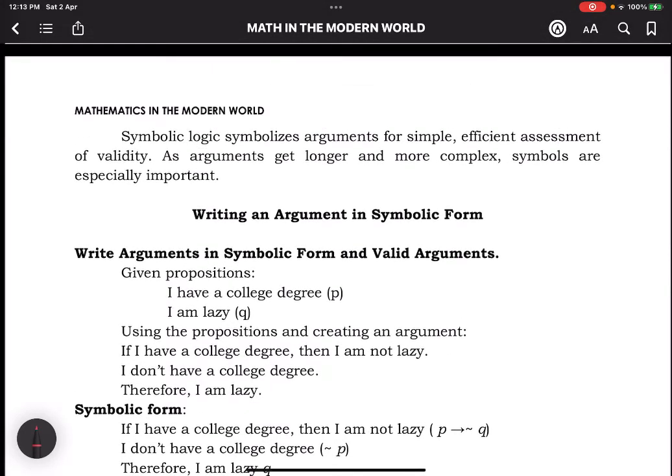Symbolic logic symbolizes arguments for simple, efficient assessment of validity. As arguments get longer and more complex, symbols are especially important. So how do we write an argument in symbolic form? Write arguments in symbolic form and valid arguments.